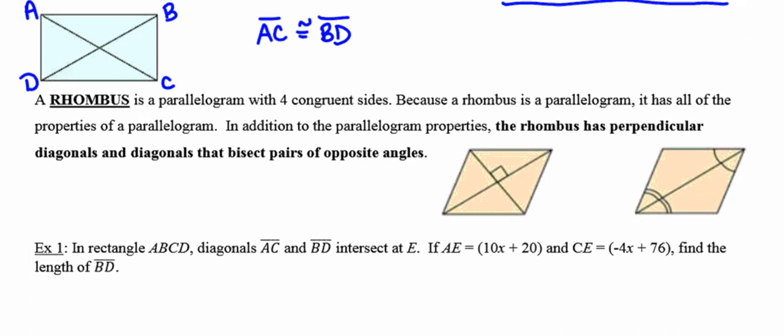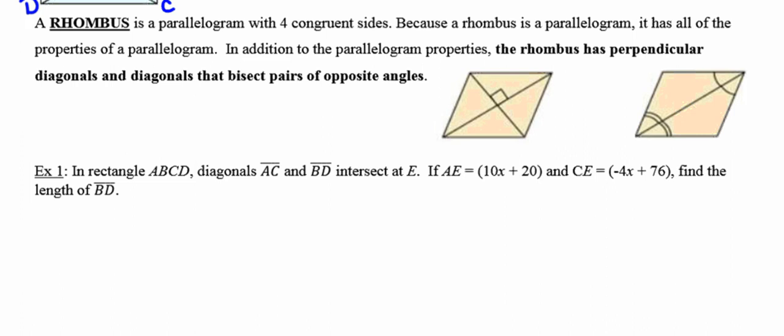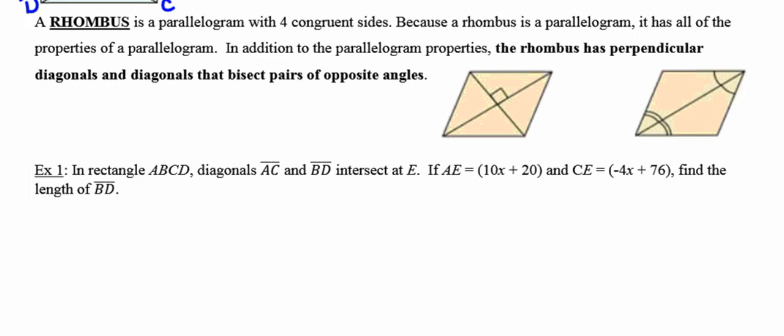All right, like the rectangle, a rhombus is also a parallelogram, but by definition, we're going to say that a rhombus is any quadrilateral with 4 congruent sides. Because the rhombus is a parallelogram, it has all of the properties that go along with the parallelogram. And like the rectangle, it has a little something extra going for it. The first something extra that you have to remember about the rhombus is that its diagonals are perpendicular. The second something extra is that its diagonals bisect pairs of opposite angles.